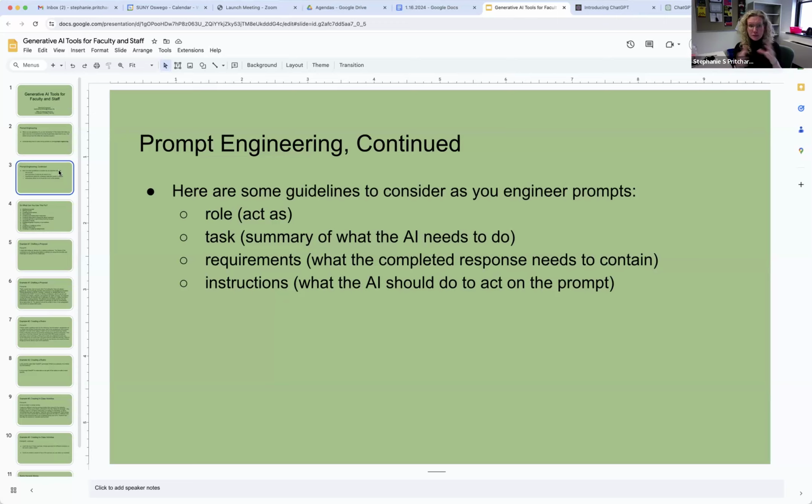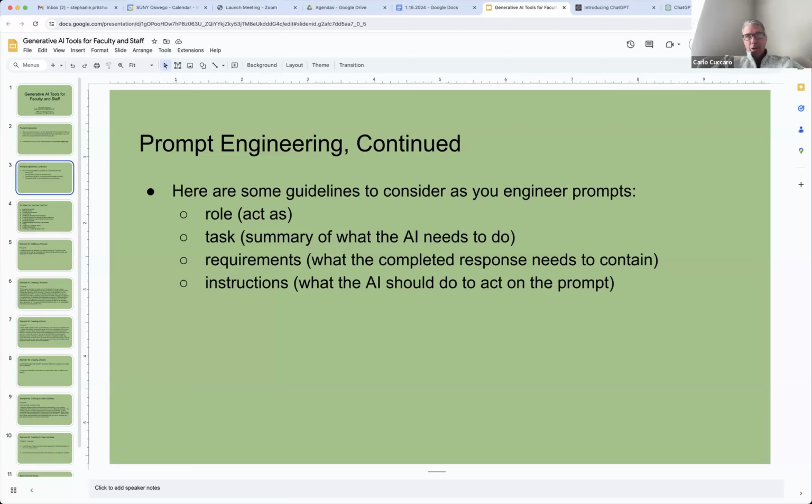So I will refer back to these guidelines as we go through and look at some of the prompt engineering exercises that I'm going to construct. Does that make sense so far? Does anybody have any questions for me? And does anybody have any of your own prompt engineering strategies that you have found to be particularly effective or not so far?